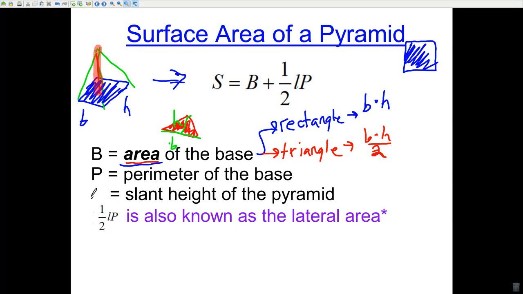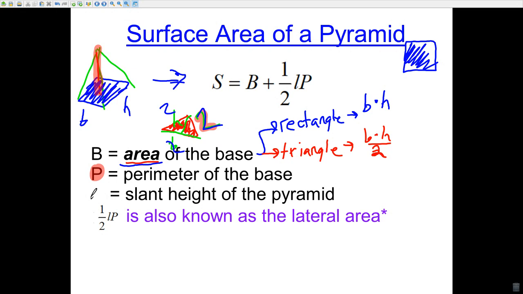The rest of it is going to be the perimeter. So P is the perimeter of the base. So let's just say this was 2. Let's just say this was 2. This is 2, this is 2, this is 2. 2 plus 2 plus 2 equals 6. So that would be my perimeter of that base. Not adding up every single side of everything they give you. It's just the perimeter of the base.